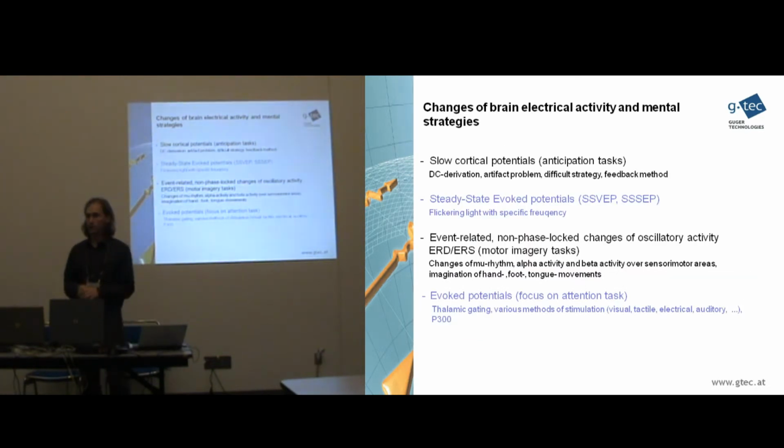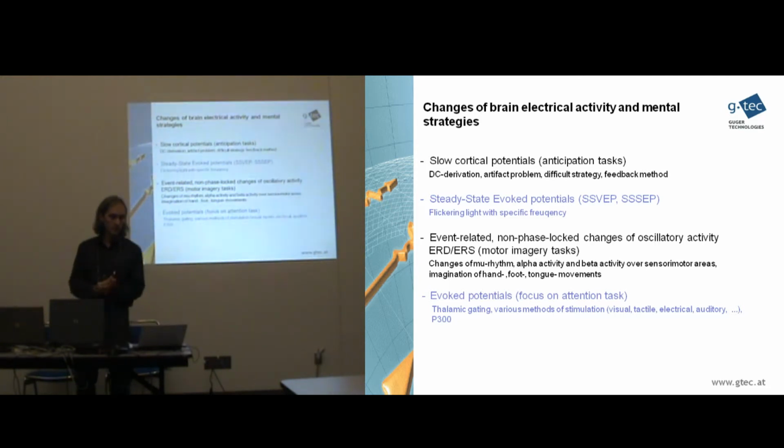There are 4 different concepts for realizing a BCI system. So the oldest one are the slow cortical potentials. They were firstly used by Niels Birbaumer from Tübingen. And basically with some biofeedback strategy, you learn to control the cursor movement on the screen.